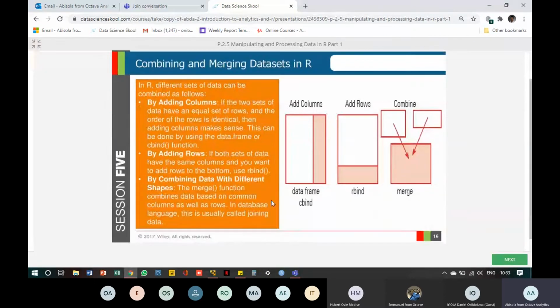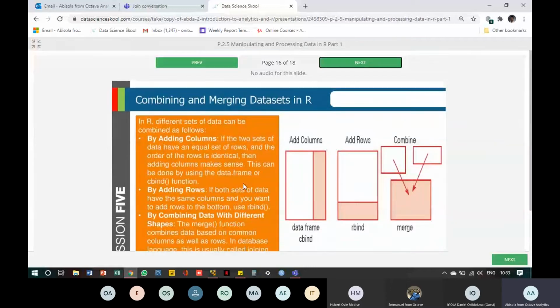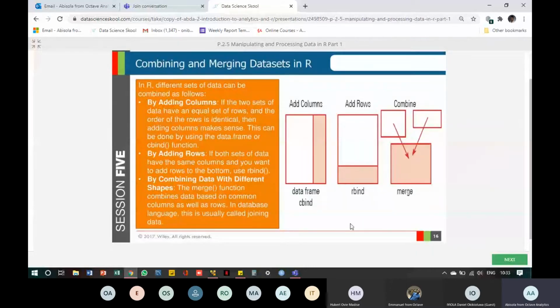Then we have combining and merging data sets. You can merge data sets if you use SQL or you are familiar with joining in SQL. You would understand what I'm about to say. But if you are not, just follow along. In SQL, you do left join, right join, outer join, left outer join, and so on and so forth. So that's what the merge function does.